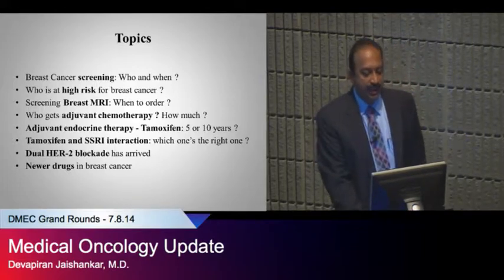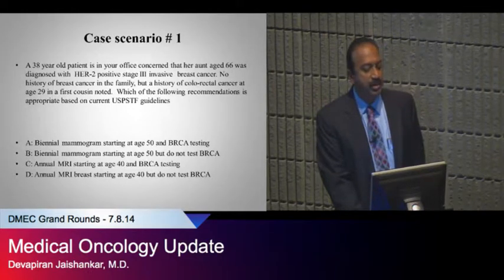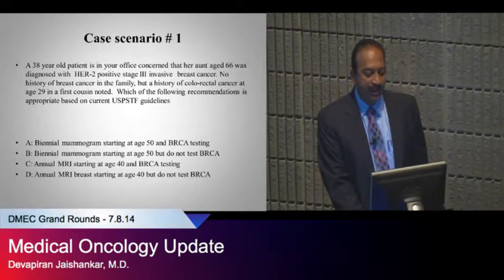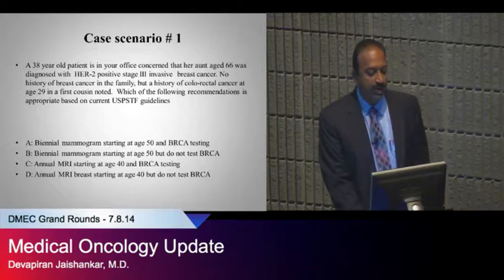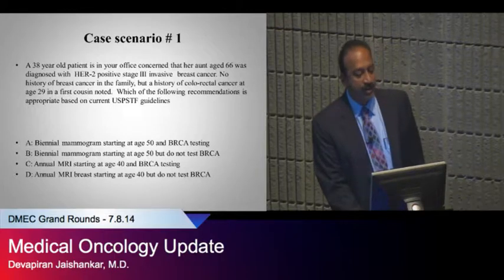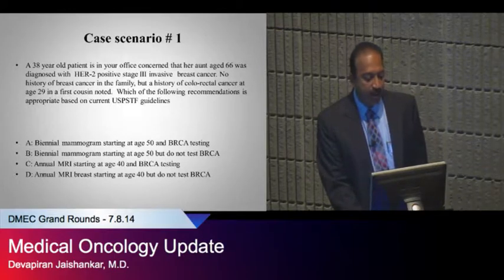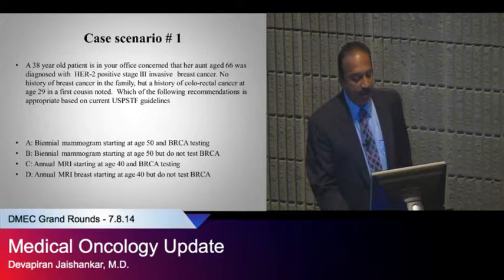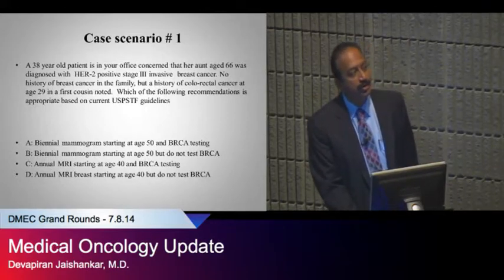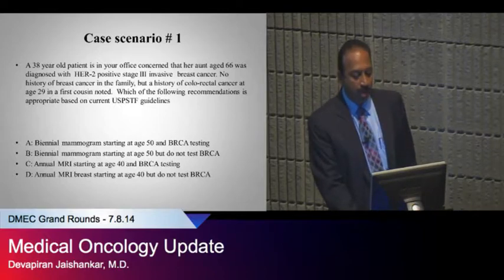So we'll start with a case scenario. A 38-year-old patient is in your office concerned that her aunt, aged 66, was diagnosed with HER2-positive stage 3 invasive breast cancer. No history of breast cancer in the family, but a history of colorectal cancer at age 29 in a first cousin is noted. Which of the following recommendations is appropriate based on the current task force guidelines? And you note, we're going to deal with the task force guidelines here. I'll let you go through those options for a second. I'm not going to do an audience response, so we'll just go through the options.